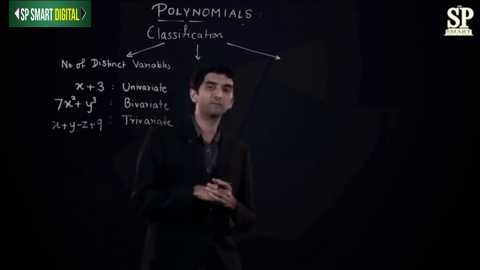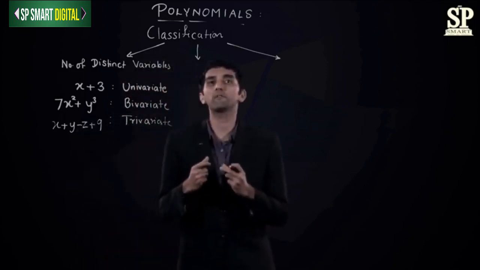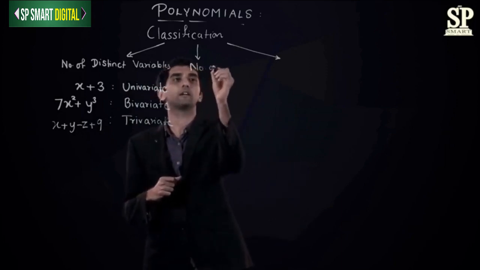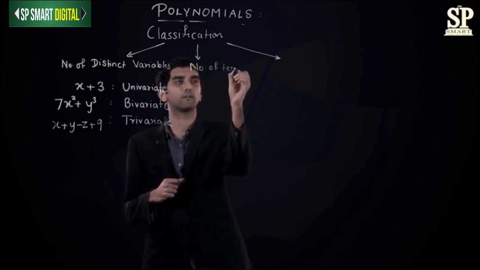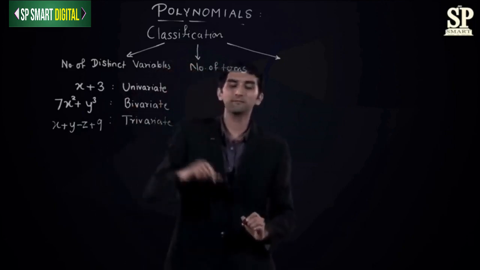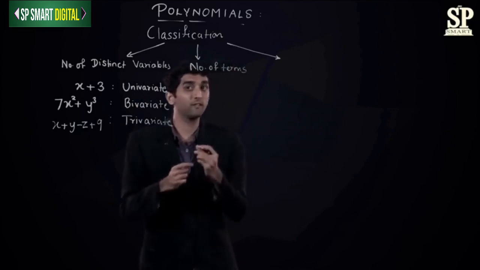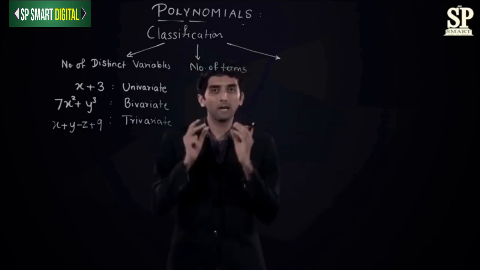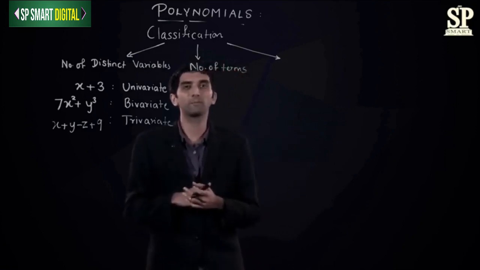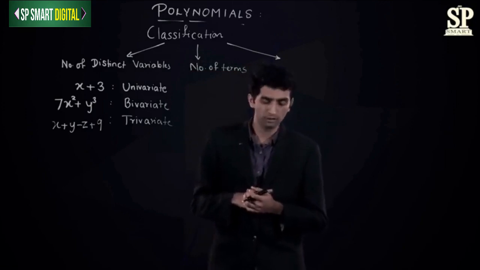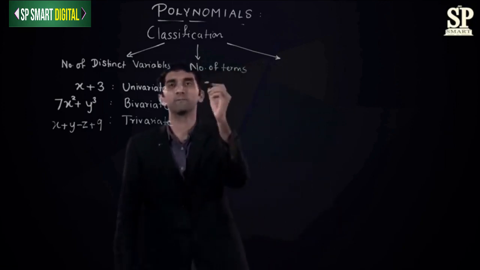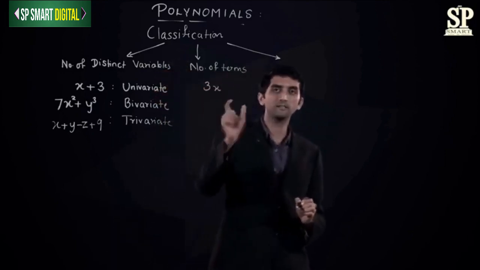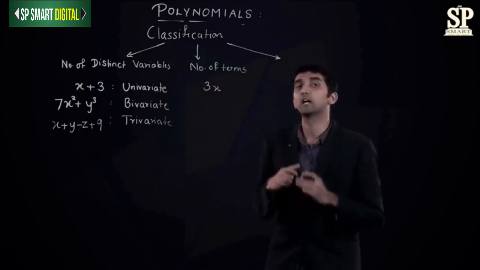This particular classification is based on the number of terms of that expression. So let me write that down here, number of terms. So the first classification was on the basis of different variables that an expression has. This classification is based on the number of terms that one particular polynomial expression has. So as we can say, let's say if we have 3x, right? This is one term. So this becomes a monomial.